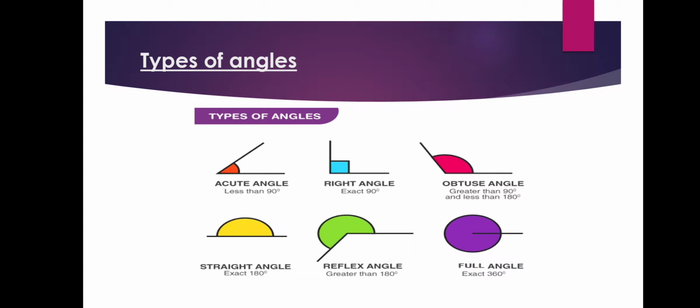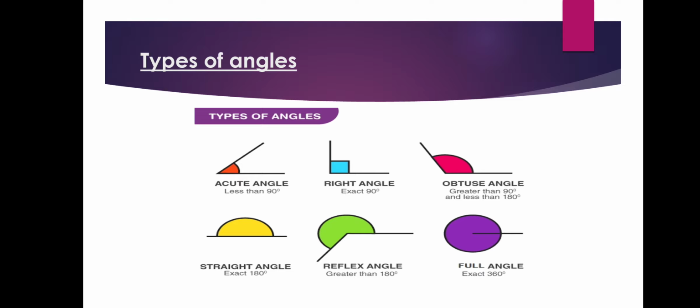Now there are various types of angles we have studied. Let us revise all these angles one by one. First is the acute angle. The angle that is less than 90 degrees is called an acute angle. Then you have the right angle. The angle that is exactly 90 degrees is called a right angle.